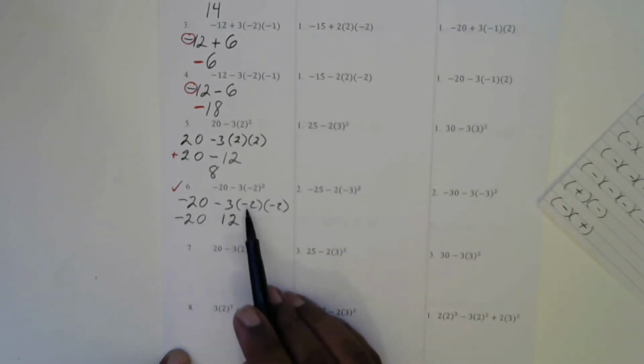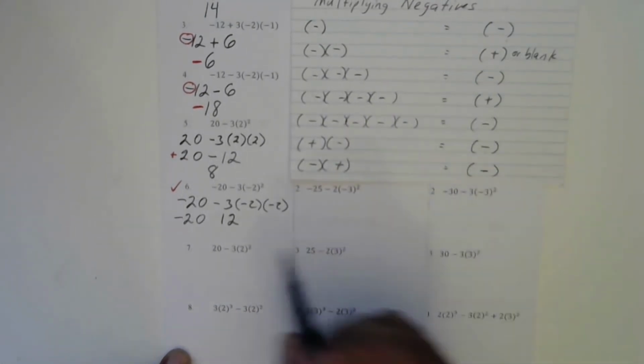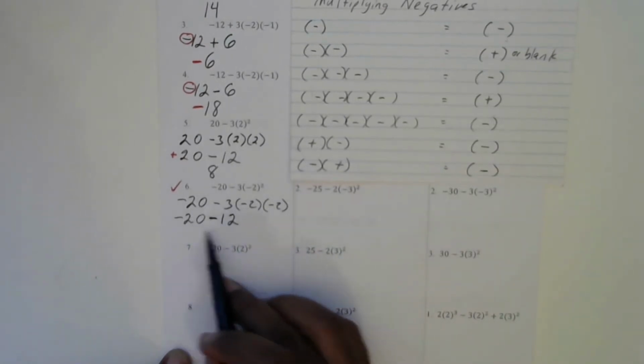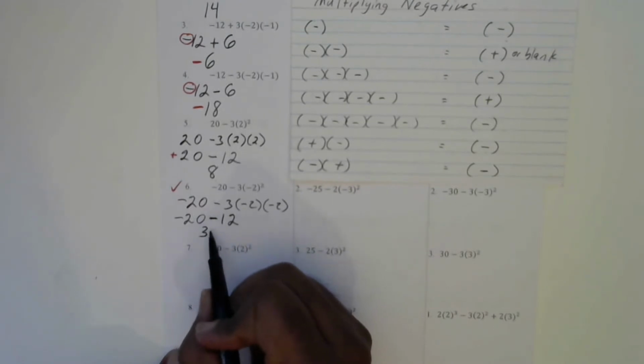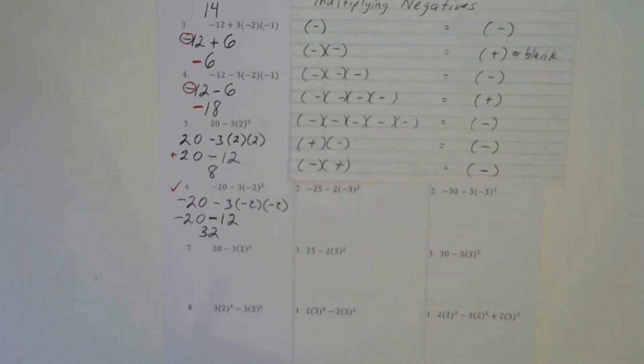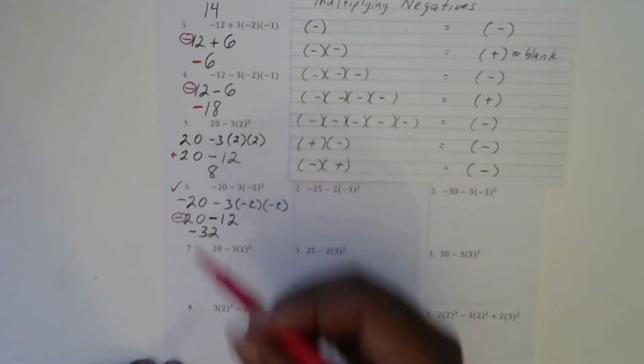Now, we have 1, 2, 3 negatives. The rule for 3 negatives is that those are negative. So we're going to make a negative right here. And these now are same signs. Same signs add, we'll get 32. And the bigger sign wins. So the 20 is bigger, so its sign will win. So this will end up being a negative 32.